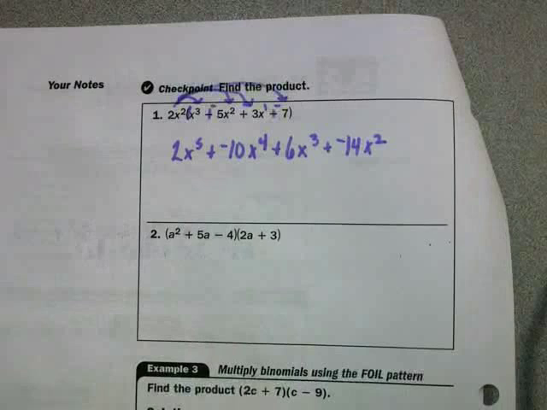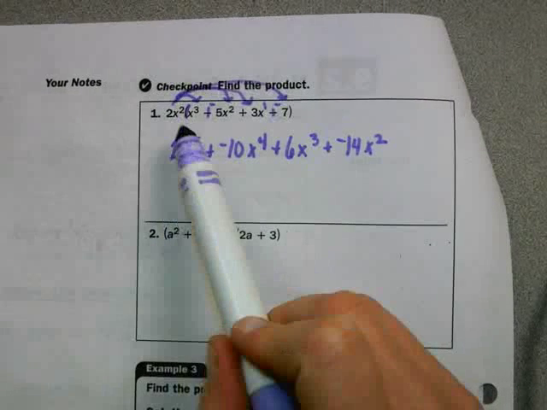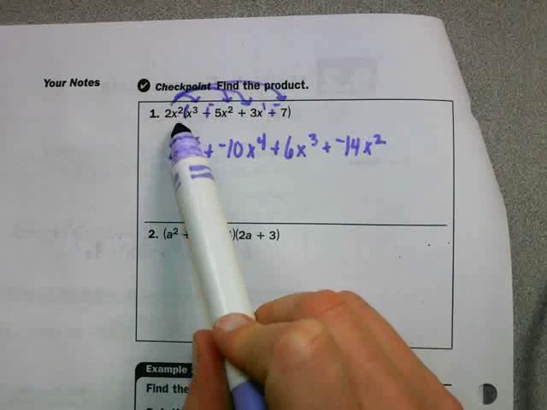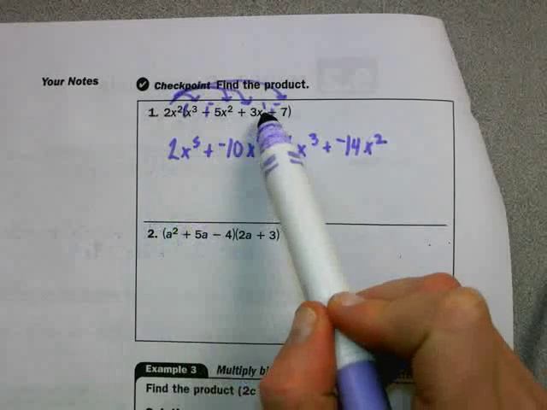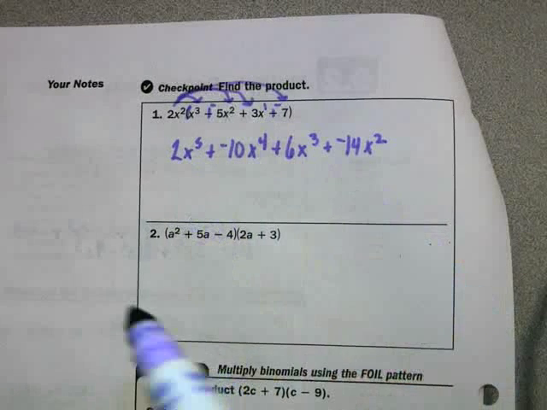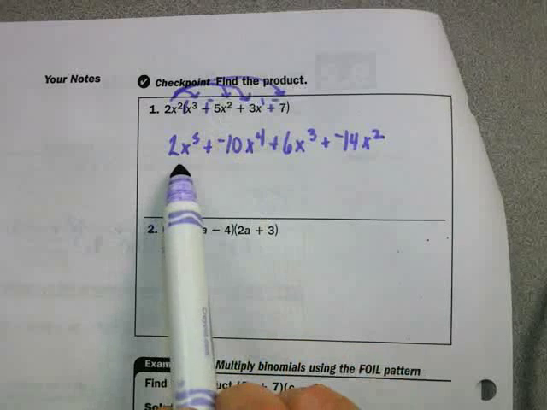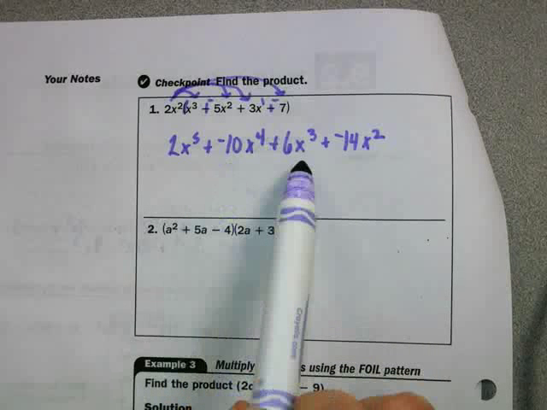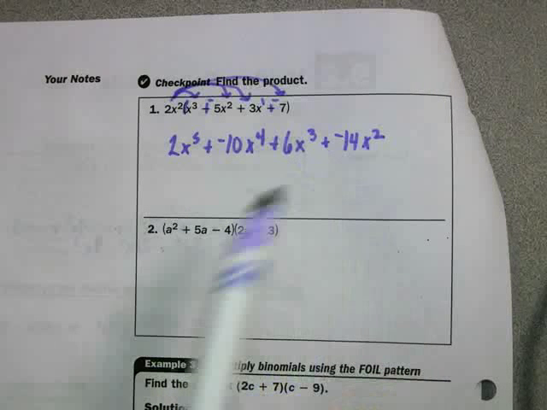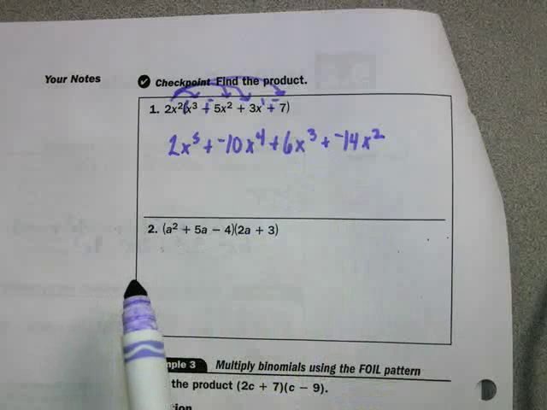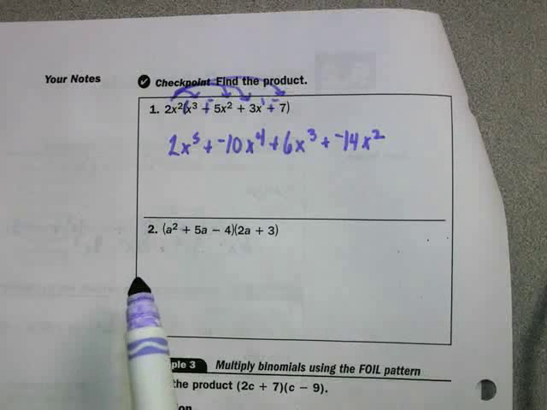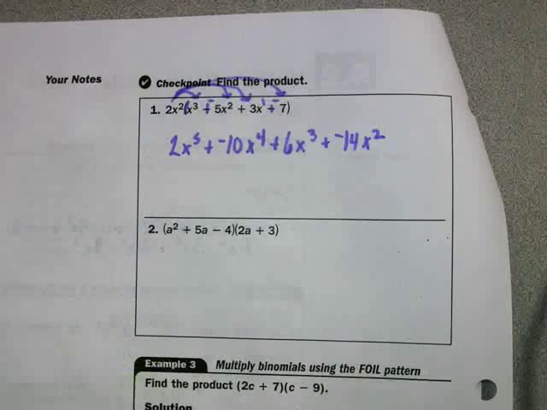Okay, so I put my coefficients of 1 when they weren't there. I added a negative. I made my exponent of 1 here just to help me out. And I'm distributing each one. So I get 2x to the 5th plus -10x to the 4th plus 6x cubed plus -14x squared. So if you're not sure how I got that, come see Mrs. Wyman if you're in class today or tomorrow. Come see me.